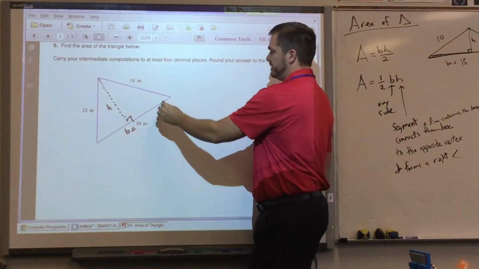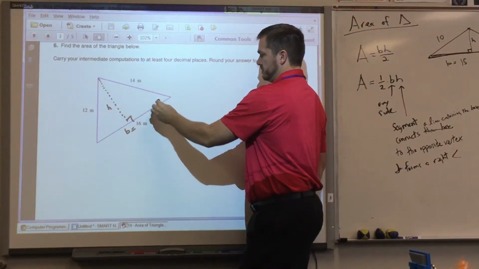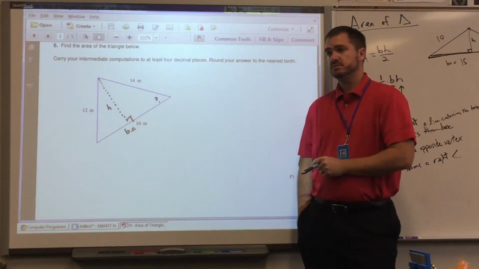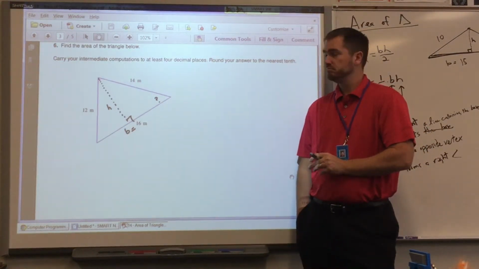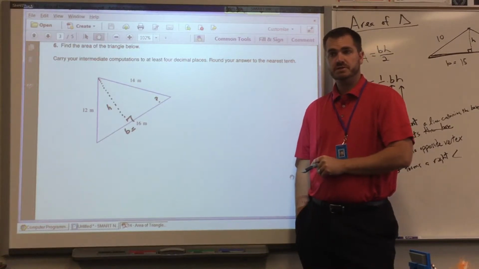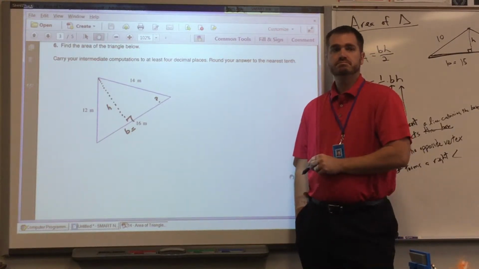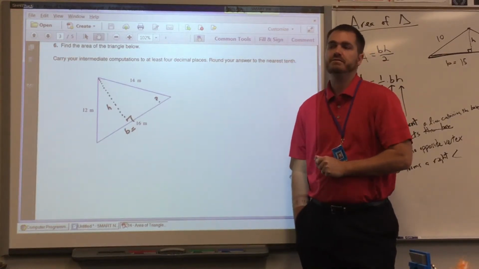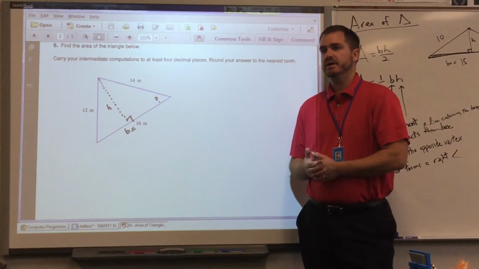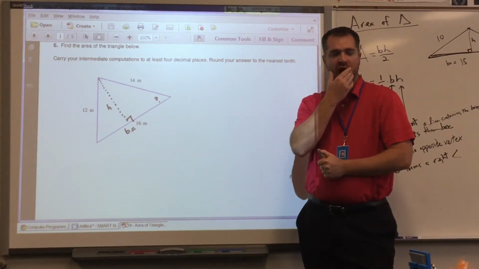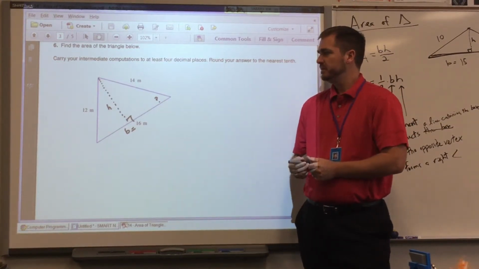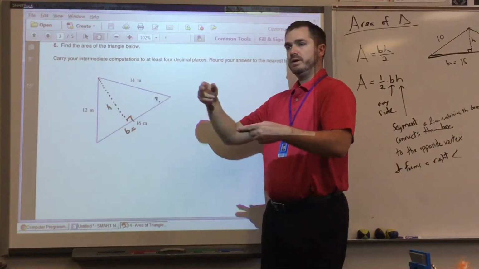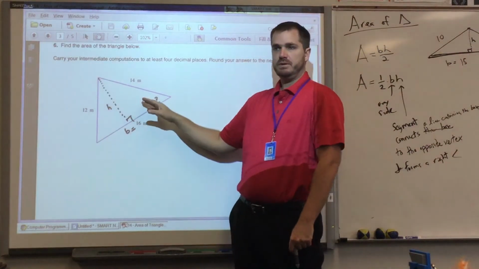I need to figure out what this angle is right here. Any idea on how to find an angle in a side situation? We have discussed a way of finding an angle given a side. Law of cosines, yeah. We could use law of cosines to find that angle, and then we could go and do all the stuff that we've already been doing.